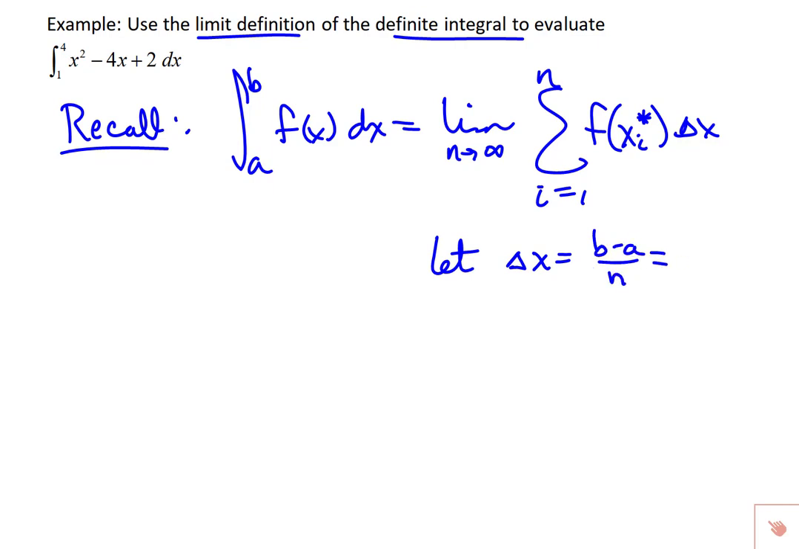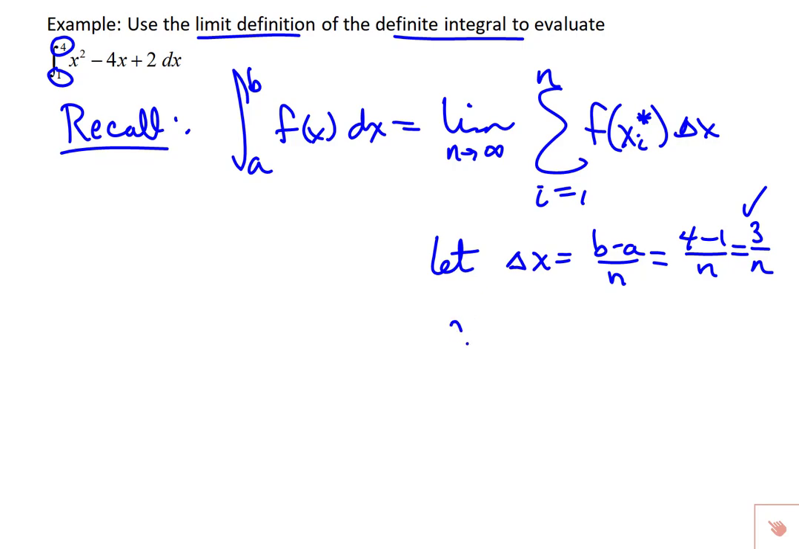Now, in this context, for this problem, which I should read here, we have the integral from 1 to 4 of, here our function in the integrand is x squared minus 4x plus 2 dx. So notice that the a and b values are given as the bounds of this integral, which means a is 1, b is 4. So that really means we have 4 minus 1 over n, which is really 3 over n. That's our delta x value. So we'll just note that and be using it in our problem.